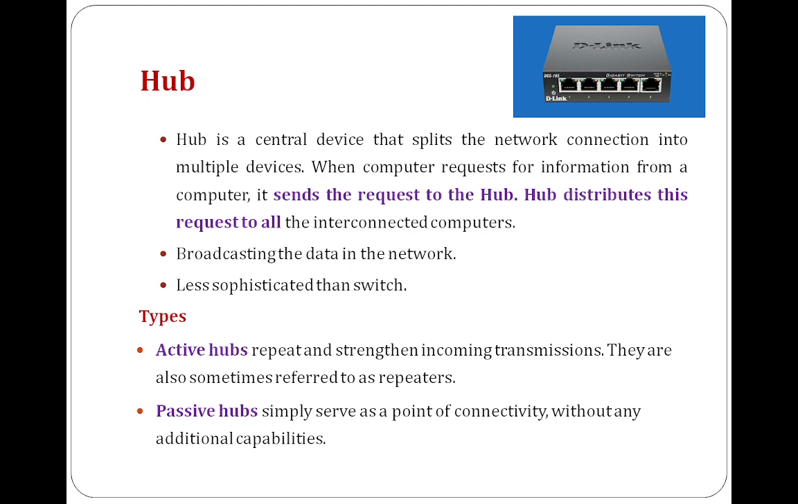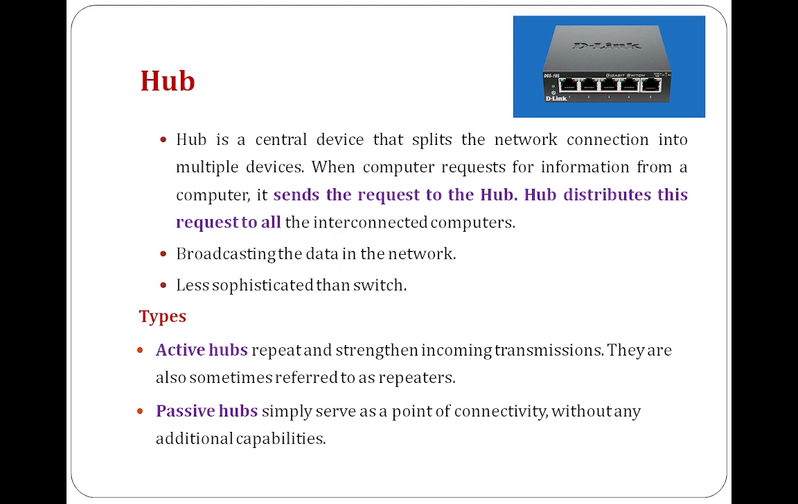Then there are two types of hubs: one is the active hub and the second one is the passive hub. What an active hub does is receive the data, repeat and strengthen the incoming data transmission, and forward the data. So we can also call it a repeater. Normally a repeater does the regeneration of the signal.